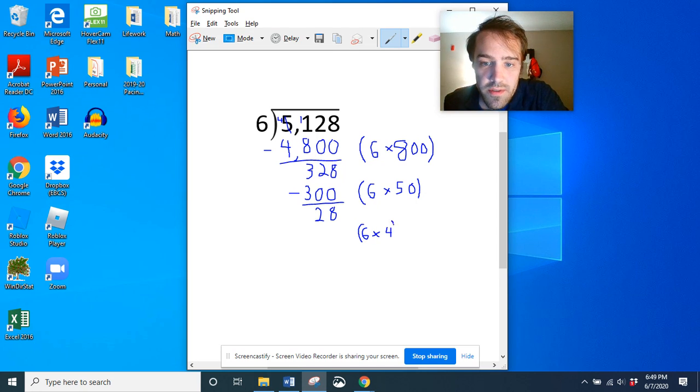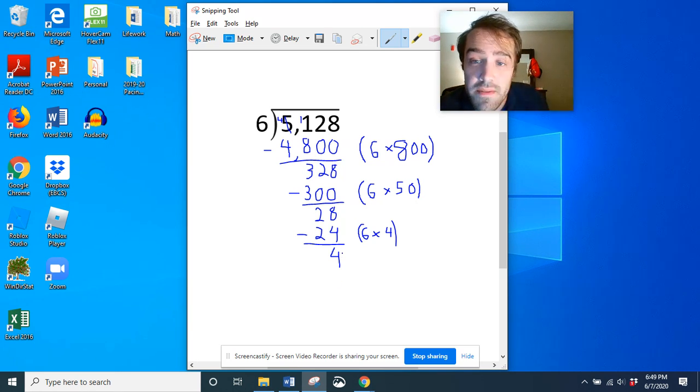So let me finish writing my groups over here. 6 times 4 is 24. Remember, I'm going to be careful about my place values. Write the 20 in the tens place there, and write the 4 in the ones place, keeping them lined up with all the other work that I've done here. And then I'm going to subtract. 8 minus 4 is 4. 2 minus 2 is 0, so I have 4 left over. I can't take away any more groups of 6 because I only have 4 left, so that's going to be my remainder.